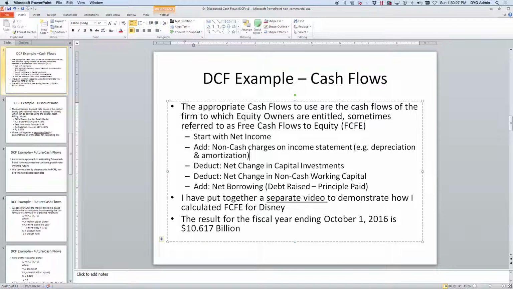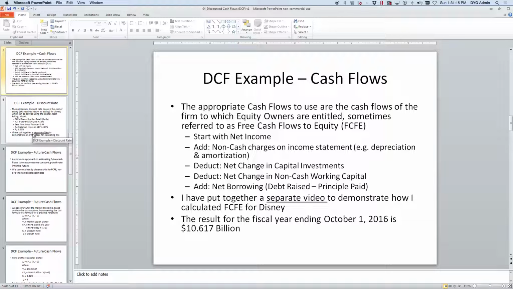I have put together a completely separate video that goes into detail with Disney about where I get these numbers, using their financial statements, and how to calculate it. But the result when I do that for Disney was $10.617 billion. That's for their fiscal year ending October 1st, 2016.